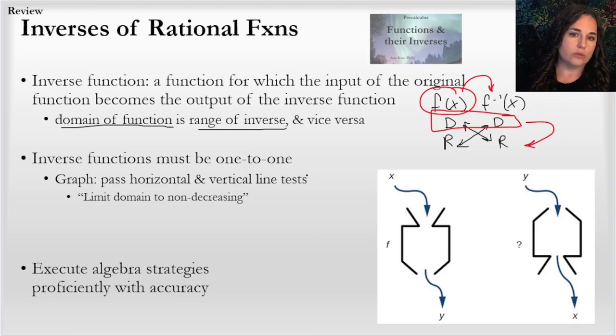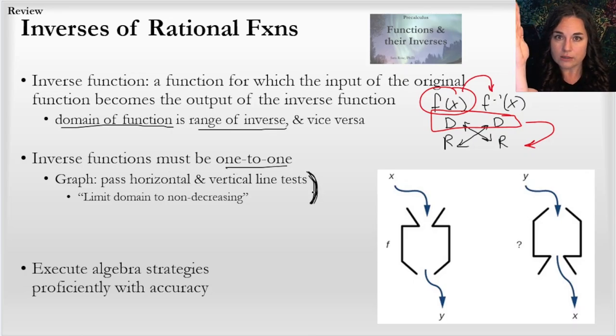Let's go over this a little bit more in detail. We have this addendum, and we've looked at this since the beginning of the quarter, that inverse functions must be one-to-one, and it must pass not only the horizontal line test, but also the vertical line test. And so you may see something that says limit to non-decreasing, like we have to limit to a certain portion of the graph so that our function is one-to-one only.